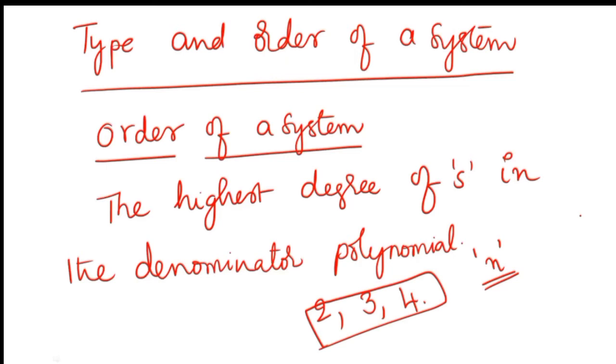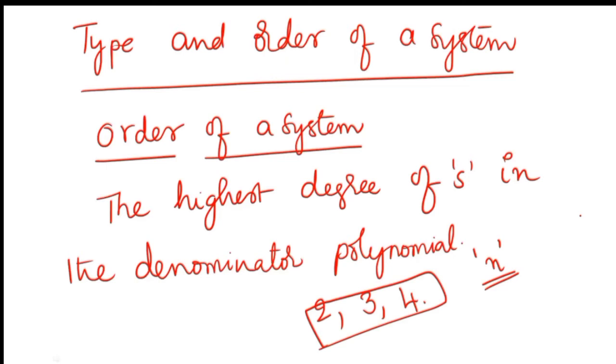If you put n is equal to 2, s power n is s square, s power n minus 1 is s power 1, s power 0 is equal to 1. Like that. If you take n is equal to 4, then s power 4, s cube, s square, s power 1. Like that you will get the polynomial terms in the denominator polynomial. So, the highest degree of s in the denominator polynomial is known as the order of a system.